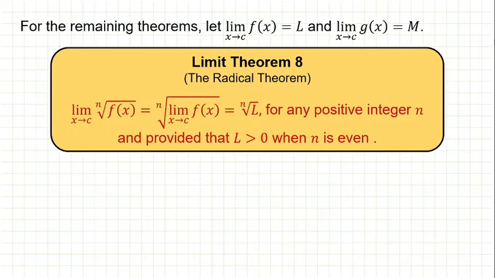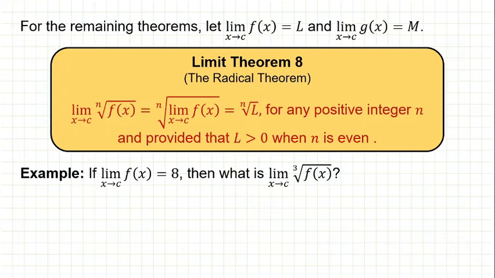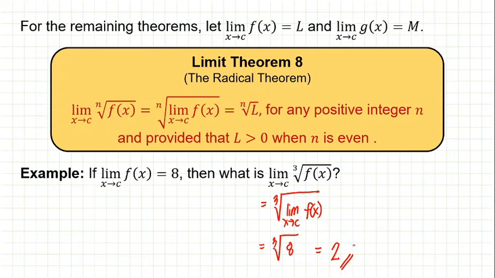Okay? The last one. So we have the limit, this is for odd na index. Okay? So suppose ang limit natin ay 8, then what is the limit of the cube root of f of x? So this will become the cube root of, ipapasok lang natin yung limit of f of x as x approaches c. And since the limit of f of x is 8, we have the cube root of 8. And since our n is odd, then there's no problem. We can evaluate right away. And the cube root of 8 is just equal to 2. And that will be our final answer.